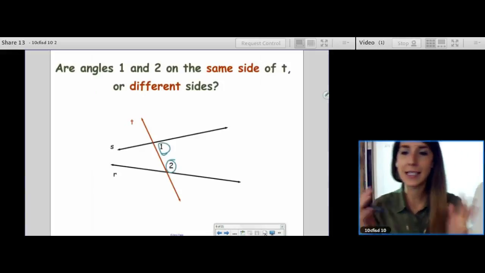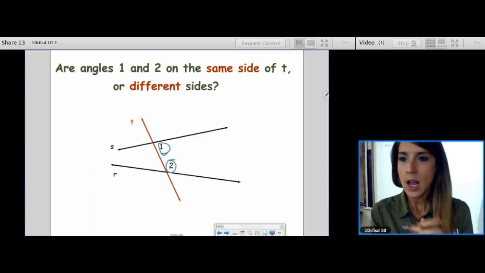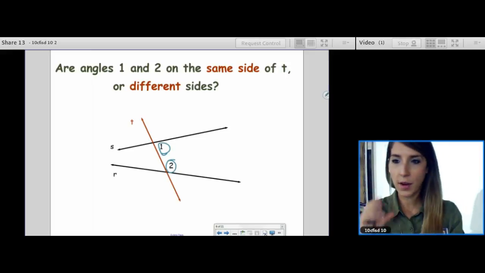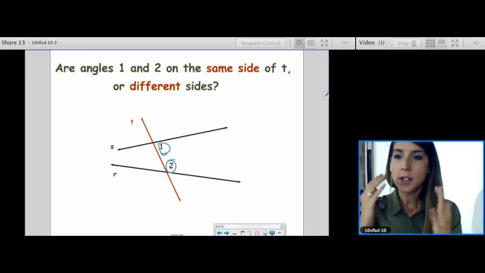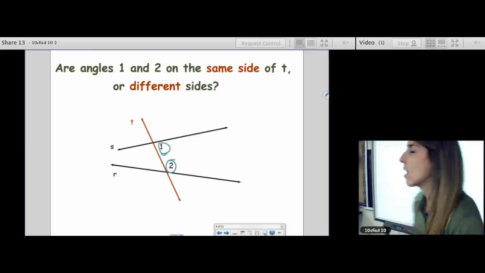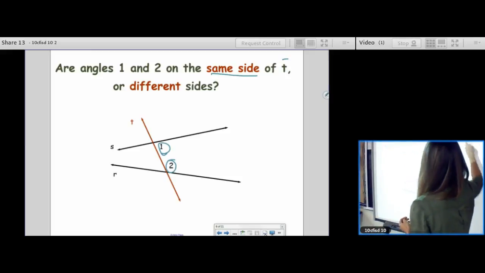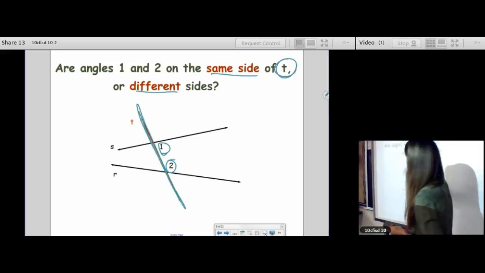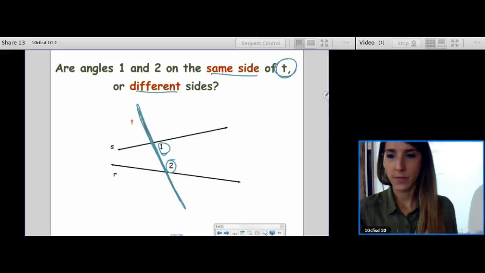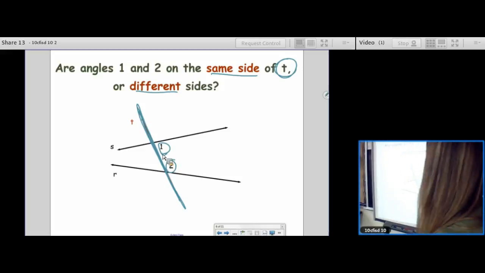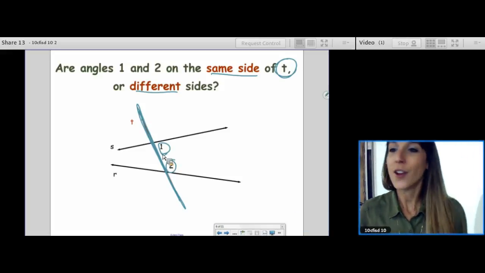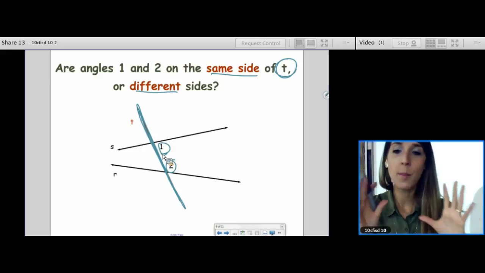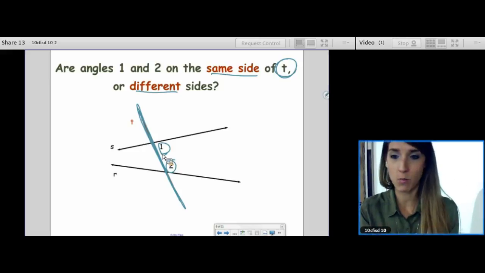We need to assign a vocab word to these angles. And what we're going to do is talk about their relationship in the picture. So in this picture, are they on the same side of T or different sides of T? Same side or different side? Yes. So they're both on the right. Agreed? They're both on the right. They're on the same side of T. So we're going to put same side in their name somewhere.